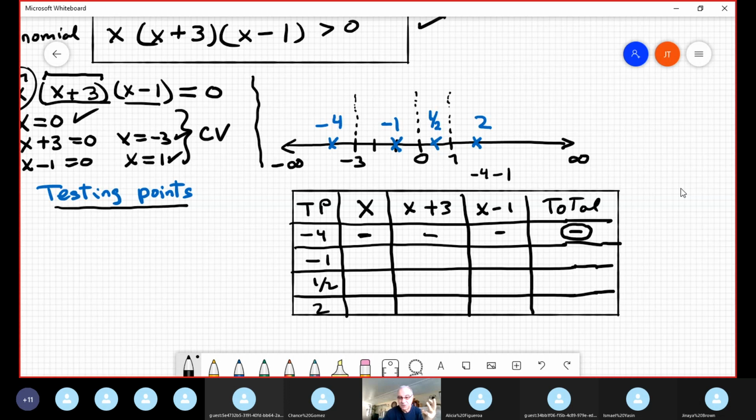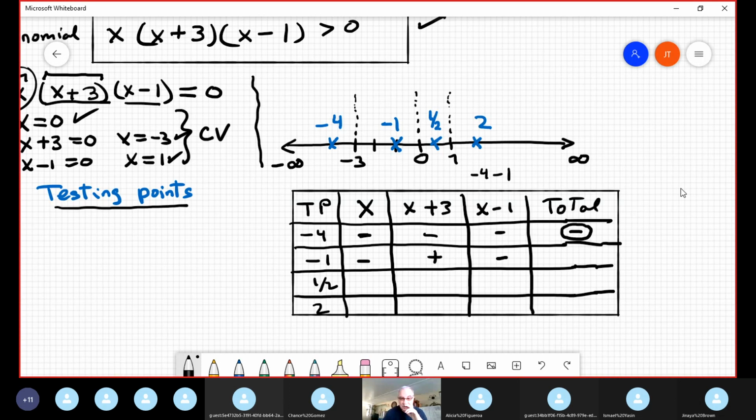This is the final answer for that row. So you need to complete the table, one by one. Negative 1 is negative. Negative 1 here, negative 1 plus 3, is positive. And negative 1 minus 1 is negative. And so we have the row.